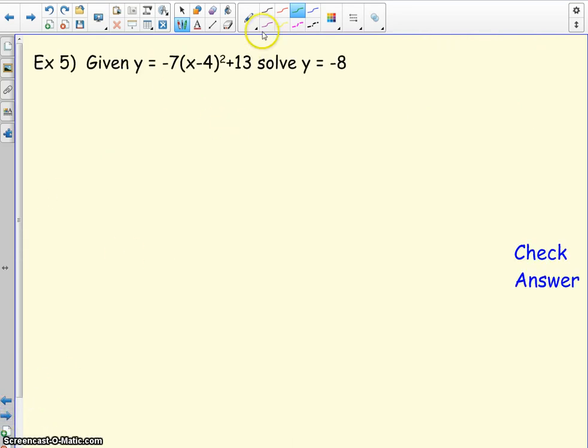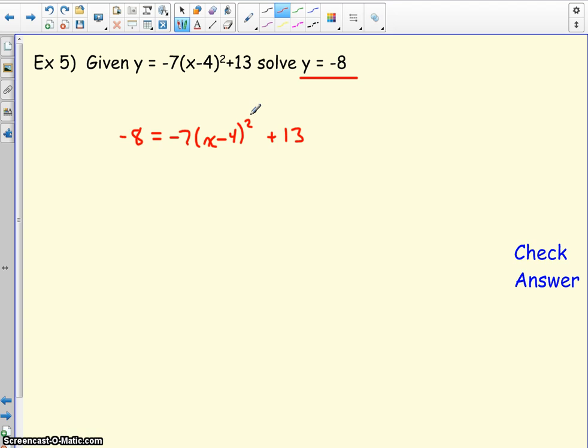Now let's take a look at one that's in vertex form. I'm given y equals negative 7 (x minus 4) squared plus 13, and I want to solve y equals negative 8. So I'm going to put in y equals negative 8, and it says solve. Solve means solve for the unknown, solve the equation. The unknown here is x.